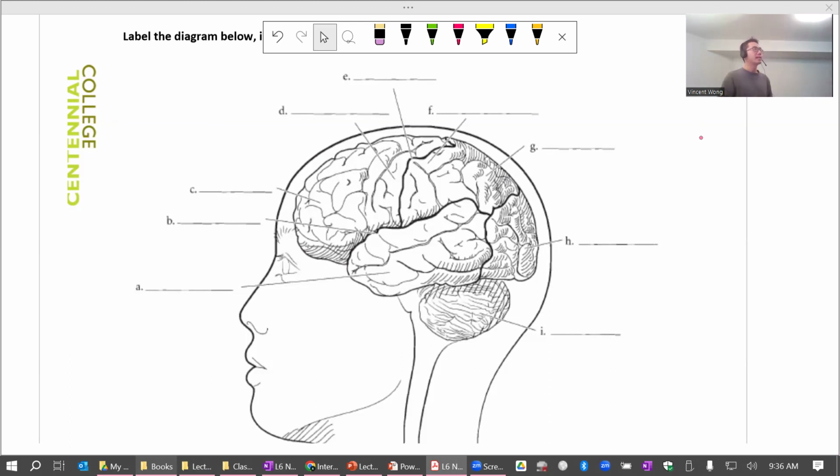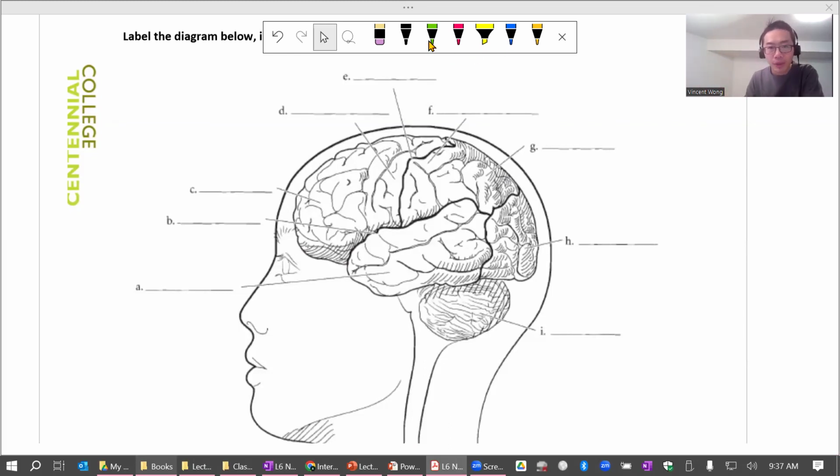Everybody's brain is going to be a little bit unique. The sulcus and the gyrus, the grooves and the bumps, are kind of like fingerprints. Your brain is going to be different than mine. It's going to be different from other people's.